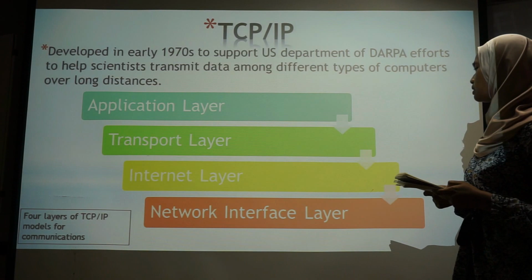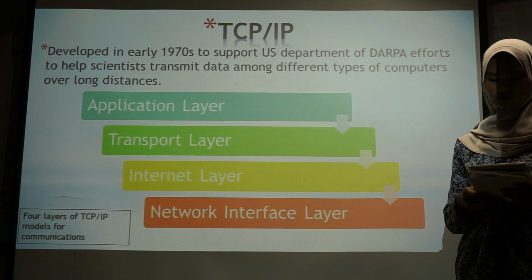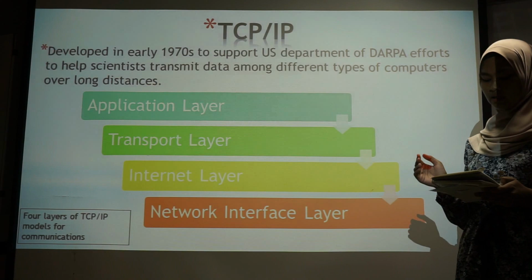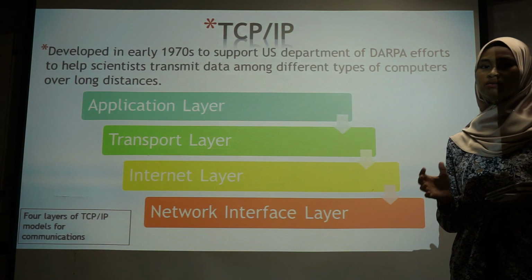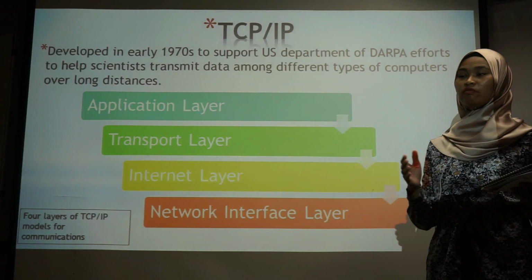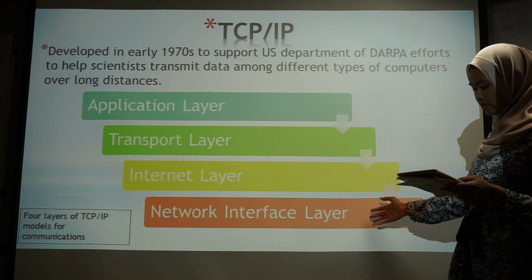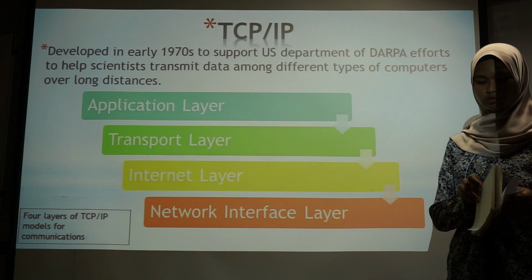And for the last layer, which is the network interface layer, it is responsible for placing packets on and receiving them from the network medium, which could be any networking technology. So two computers using TCP/IP are able to communicate even if they are based on different hardware and software platforms. The data sent from one computer to the other passes through all four layers, starting with the application layer and passing through the network interface layer, then is reassembled into a format the receiving computer can use.